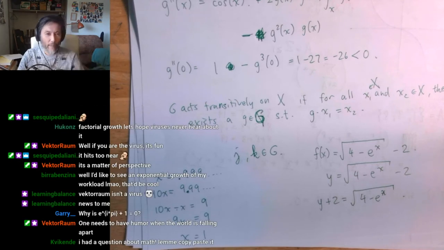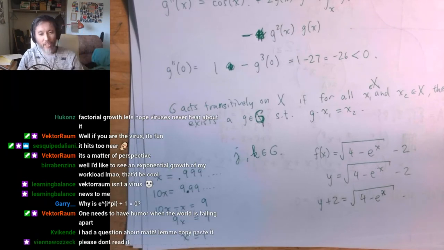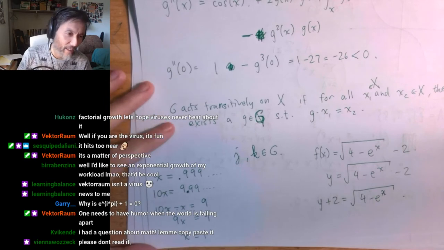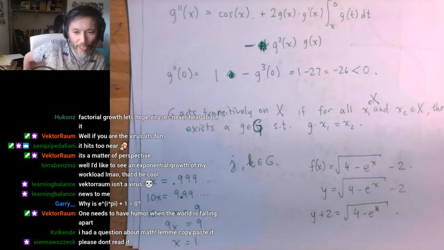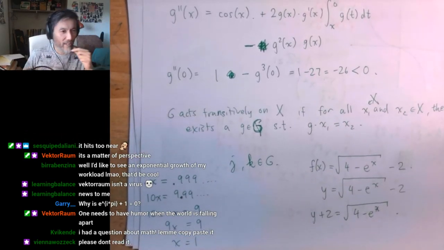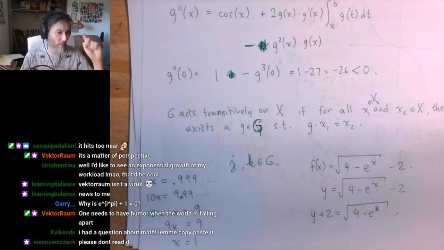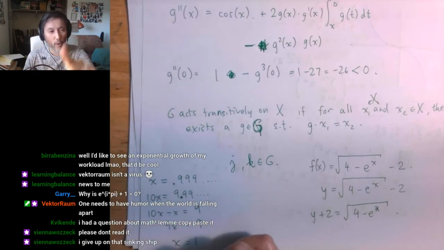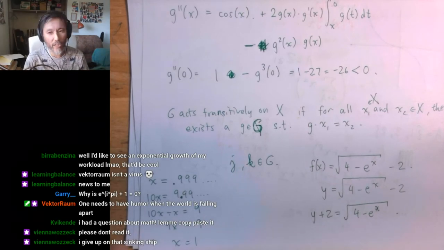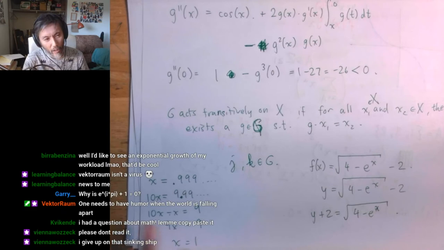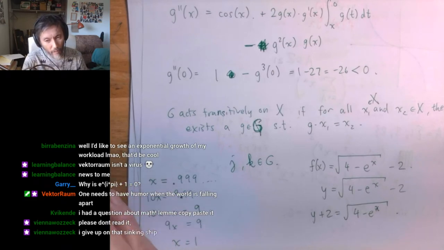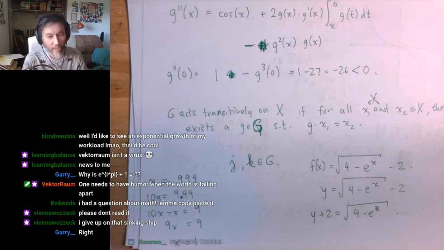Why is e to the i pi plus 1 equal to 0? Okay, Gary, this is what I'm guessing is happening, because you also asked about 0.9 repeating earlier. Here's what I bet. I bet your math teacher said that was the most beautiful equation in all of mathematics. Am I right or am I wrong? I just need to know. Right.